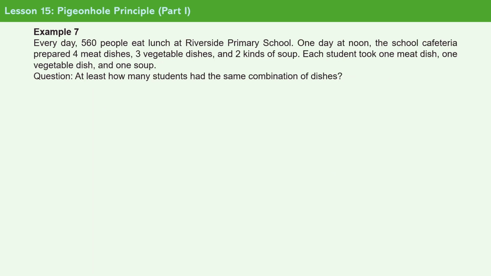Example 7. Every day, 560 people eat lunch at Riverside Primary School. One day at noon, the school cafeteria prepared 4 meat dishes, 3 vegetable dishes, and 2 kinds of soup. Each student took 1 meat dish, 1 vegetable dish, and 1 soup. Question: at least how many students had the same combination of dishes?